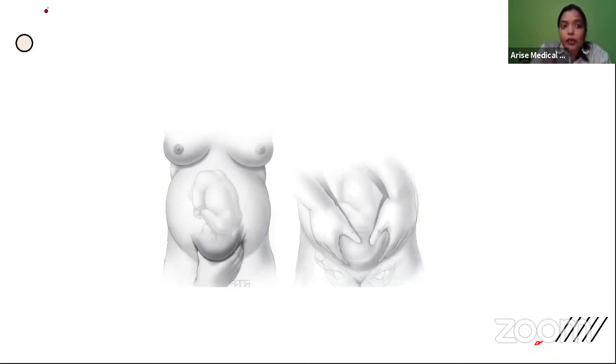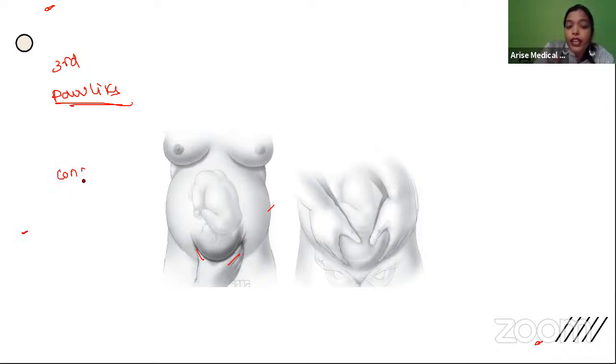The third Leopold maneuver is also called Pawlik's grip. In Pawlik's grip, you place the thumb on one side and four fingers on the other side. Again, it is to confirm the presentation, and it also helps you find out whether the presenting part is engaged or not engaged. If the head is fully ballotable, it means the presenting part is not engaged, right?